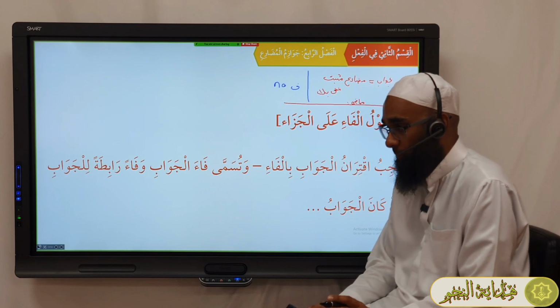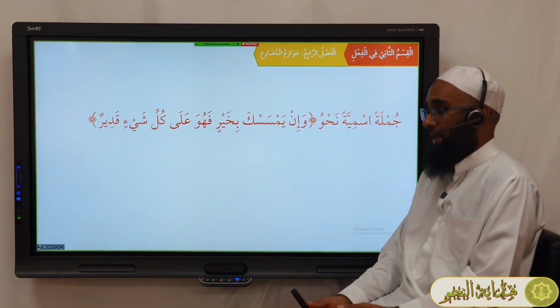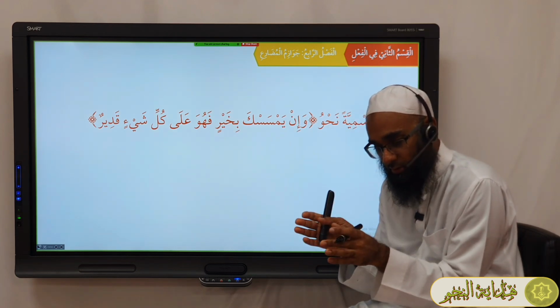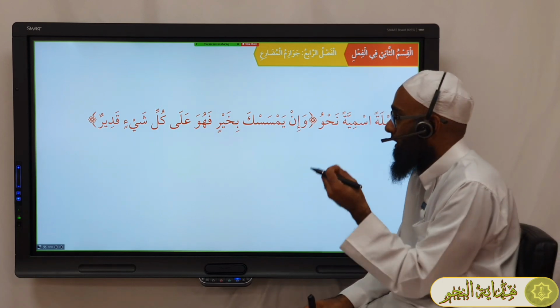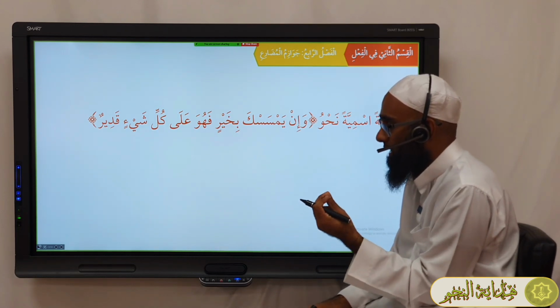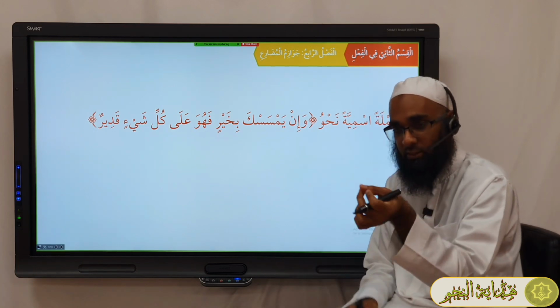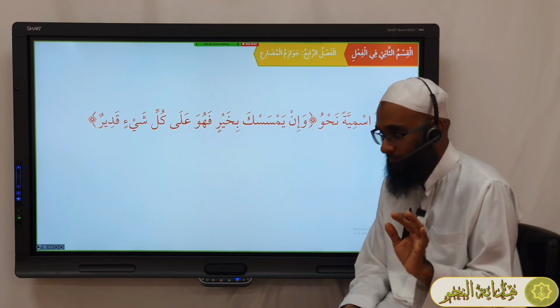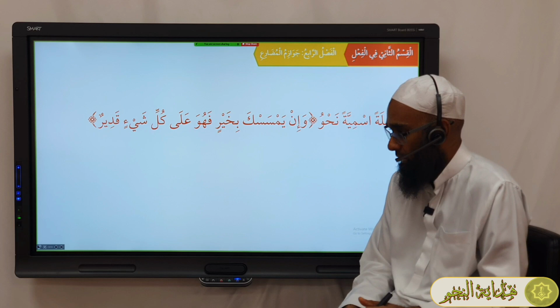Now when do we need this? Let's break it down bit by bit. Number one, if the Jawab al-Shart is a Jumla Ismiya, then you have to have fa. So for example, وَإِن يَمْسَسْكَ بِخَيْرٍ فَهُوَ عَلَى كُلِّ شَيْءٍ قَدِيرٍ. So هو على كل شيء قدير is a Jumla Ismiya, you have to bring a fa. Correct? All Jumla Ismiya, no two things to ask about that.